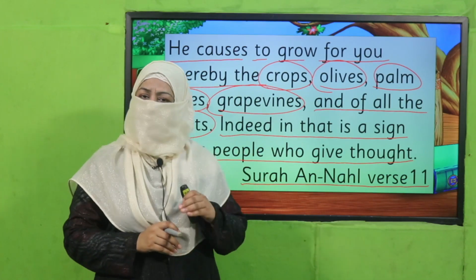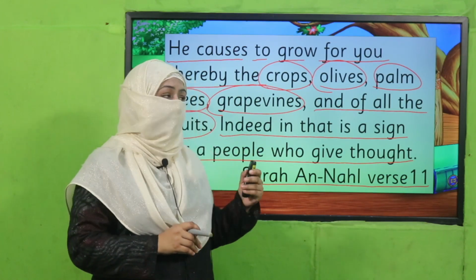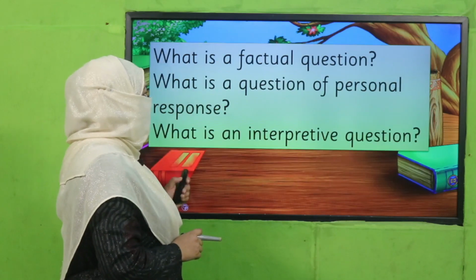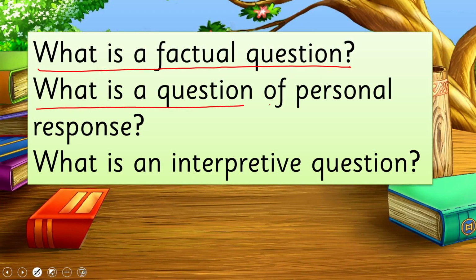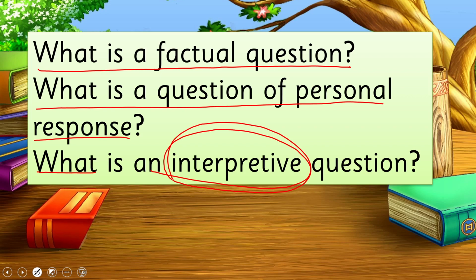Now, this unit is about a garden. We'll talk about it. But before that, let's find out a few things. What is a factual question? And what is the question of personal response? What is an interpretive question? First, we'll understand these three types of questions. Then we'll start the lesson.